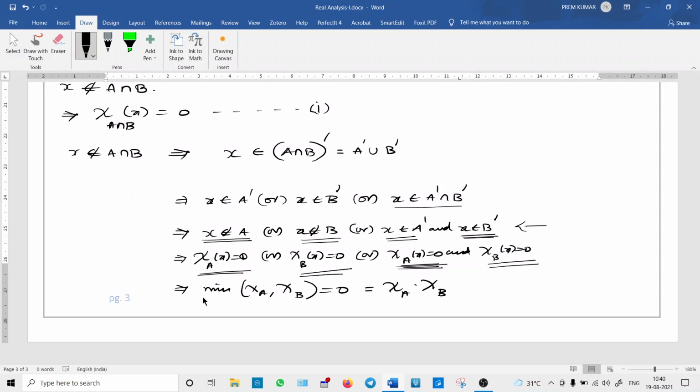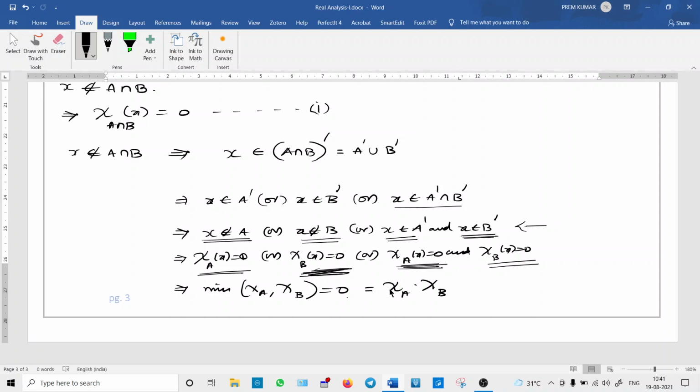So in all the cases, if you find it, it is the minimum of chi A and chi B. See here for this one, maybe chi B value may be 1, we don't know. But chi A value is 0, chi B value may be 0 or maybe 1, but anyway the minimum of these two is 0. Similarly for this case also. Here chi A value may be 0 or 1, but chi B value is definitely 0. Therefore, the minimum of chi A, chi B is 0. And in this case, definitely both are 0. Therefore, the minimum of both of them is 0. In all these three cases, the minimum of chi A, chi B is always 0.